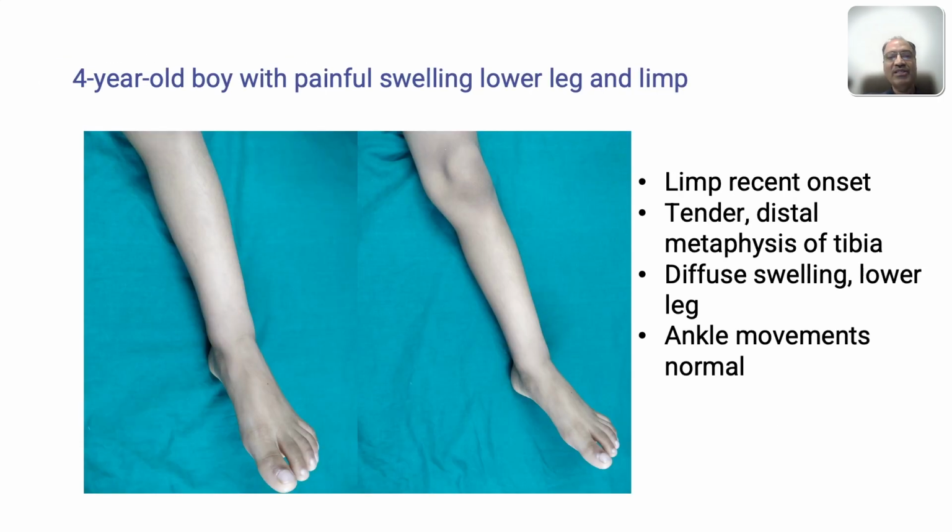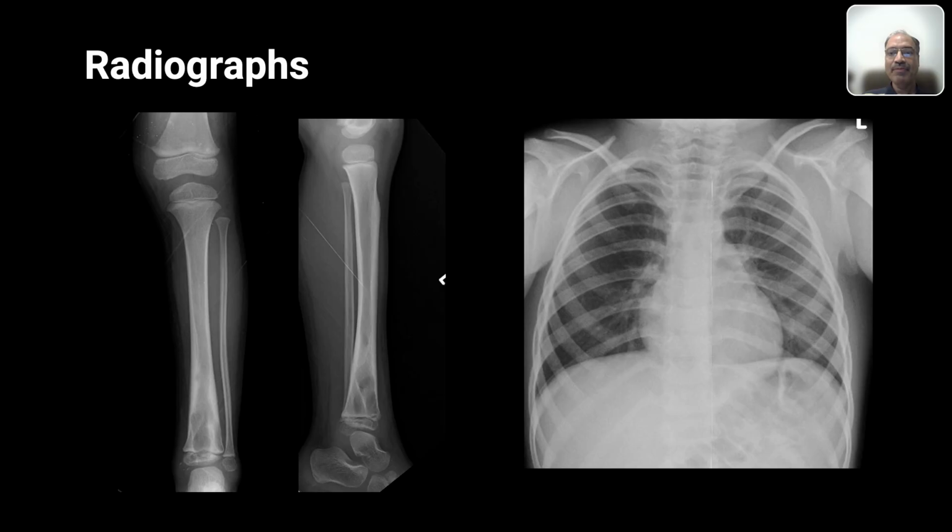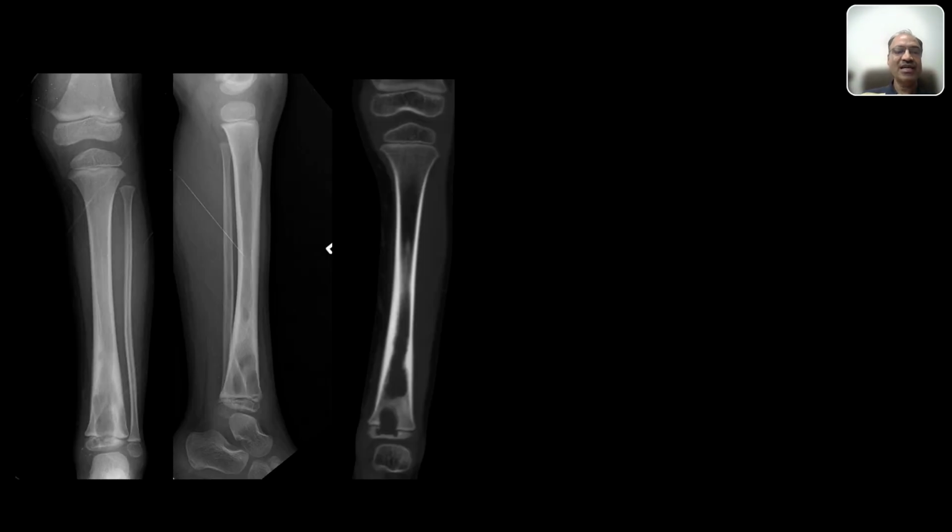Another child presented with pain and swelling on the distal aspect of the tibia. The ankle joint was normal. Next slide. The X-ray shows involvement across the tibia. Next slide. MRI and CT were done and show extension across the physis. Next slide. The child was treated with a biopsy.